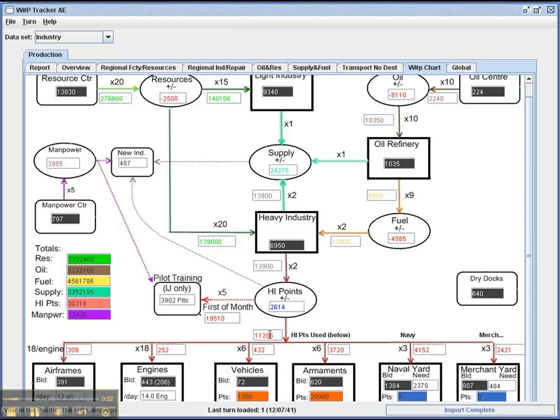So this is the total output. This is the total input. So we should be getting about an aggregate of 2,614 heavy industry points per turn. Obviously, not everything can be accounted for, and this is looking into the future rather than looking at the past. So sometimes you'll find that there are slight differences because of the random nature of production.